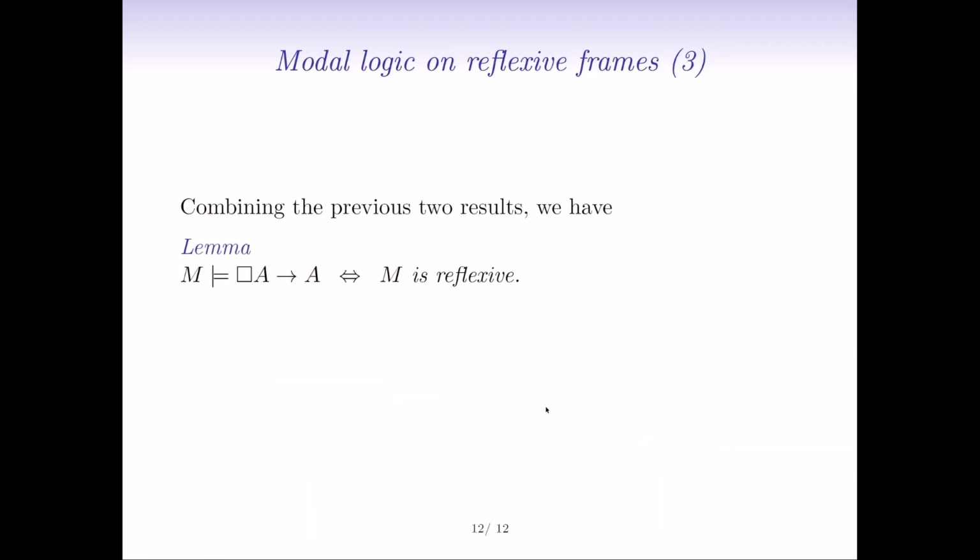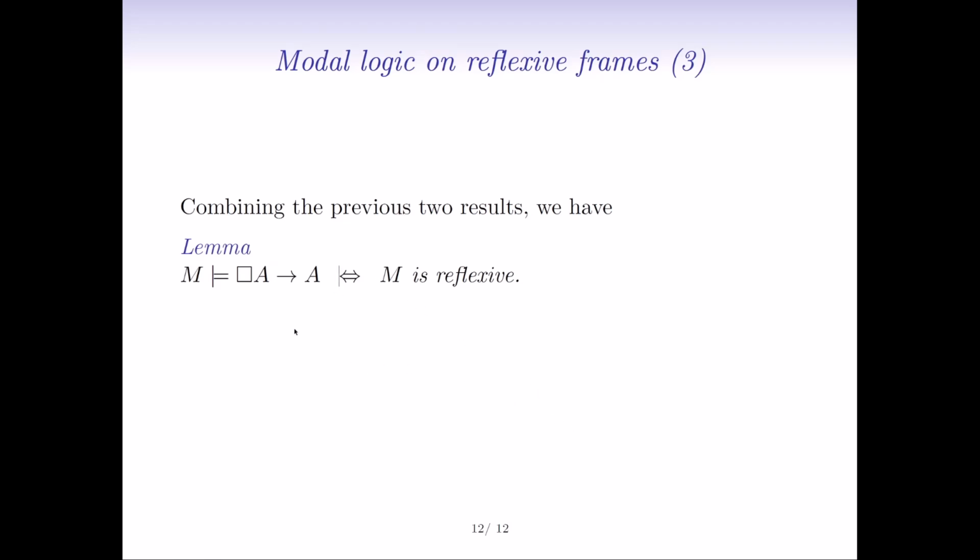So we've got now two results from the last two lemmas. One is to say that box A implies A is valid in every reflexive frame. And the other direction was to say that it is only valid in reflexive frames. So in fact, we have an equivalence from the last two lemmas, that box A implies A is valid in frame M, remember, that's this notation here, if and only if the frame M is reflexive.